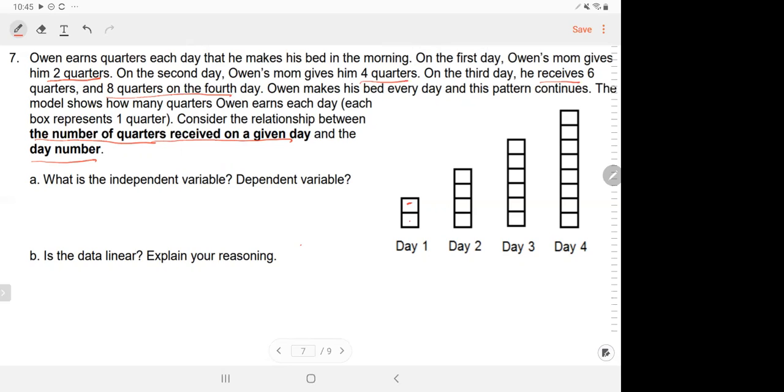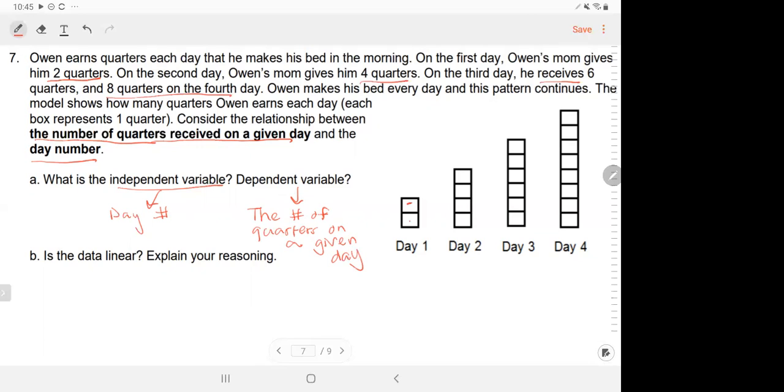So I always think, what depends on what? Does the day depend on the quarters, or does the quarter depend on the days? We know that the day number doesn't depend on quarters, so our independent variable is the day number. And the dependent variable would be the number of quarters on a given day.